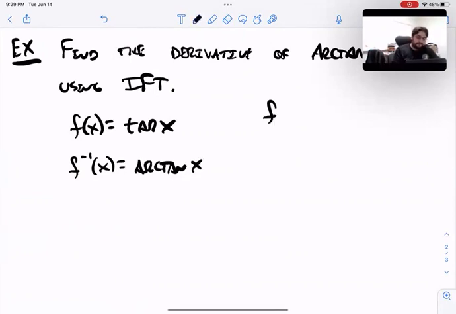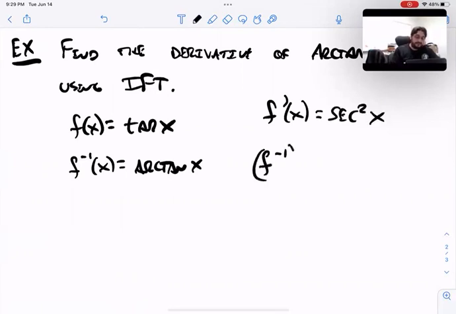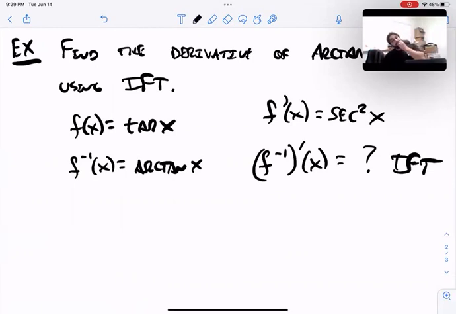And the derivative of tangent is secant squared, right? And now the question is, what is the derivative of f inverse? This is where IFT steps in. All right, so I have tangent as f, the derivative of tangent, secant squared, is f prime. F inverse is arctan, and I want the derivative of f inverse, right? So this is my calculation now.